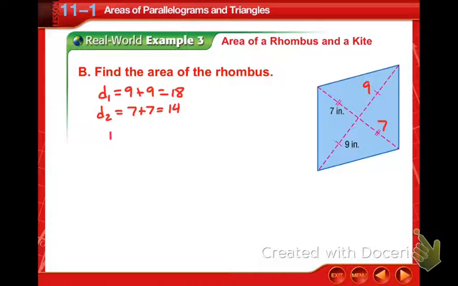So now we just use our formula. It's going to be 18 times 14 times 1/2. So when we multiply all this together, our area comes out to be 126 inches squared.